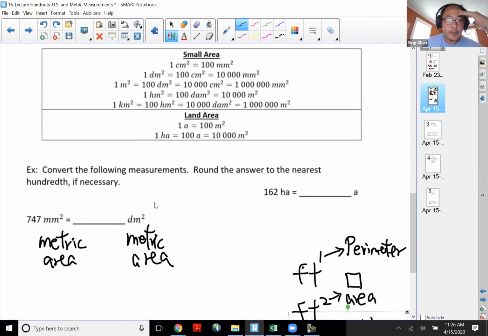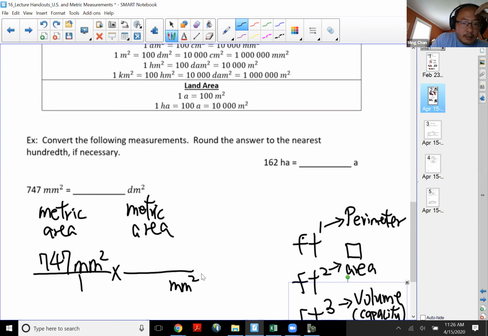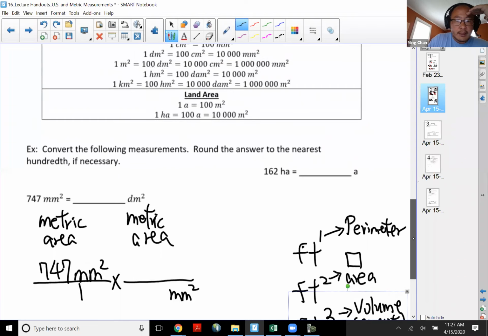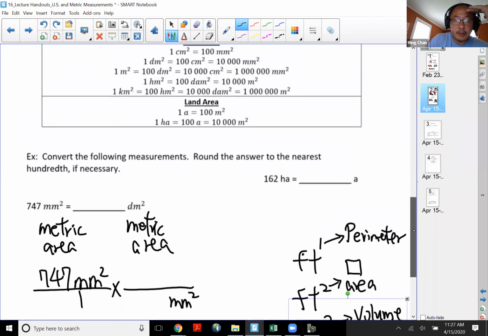All right. So I'm going to do these by dimensional analysis. That means I'm going to start out with 747 square millimeter over 1 times another fraction. Then let's put square millimeter down here, so the two units can cancel each other out. By doing dimensional analysis, I don't have to guess whether I should multiply or divide. I just write it out and then the fraction will tell me what I need to do.